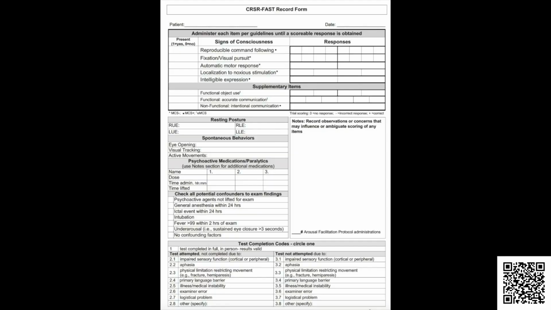This is a copy of the record form. Adhere to instructions for administration of items and present each one in the order listed on the form. The response window for each stimulus is 10 seconds, and only score clearly discernible responses.